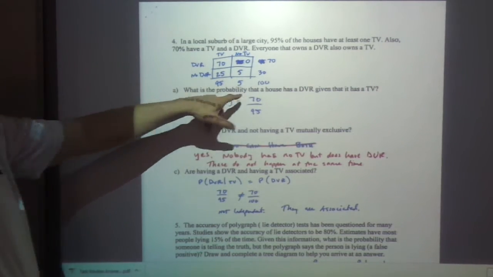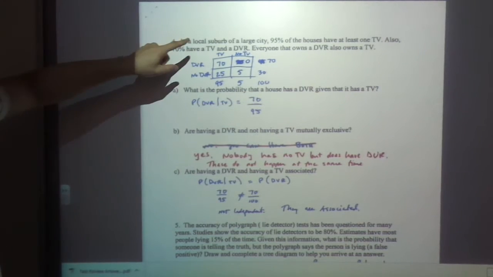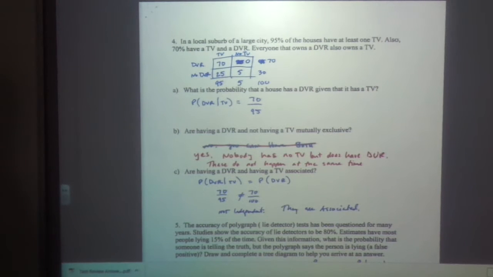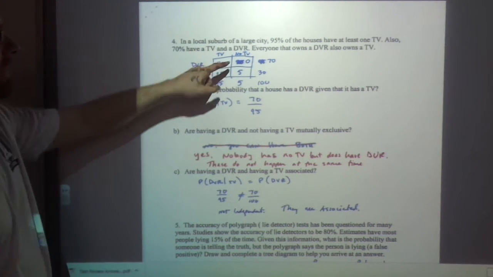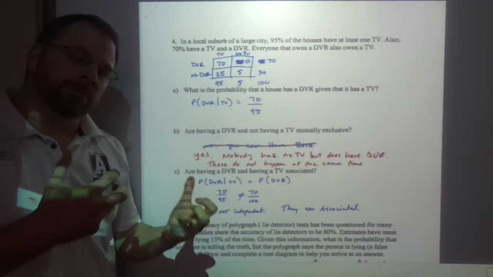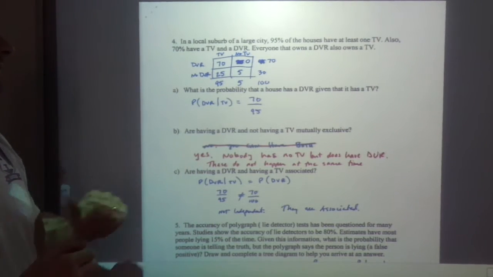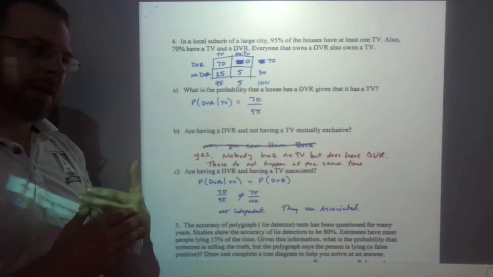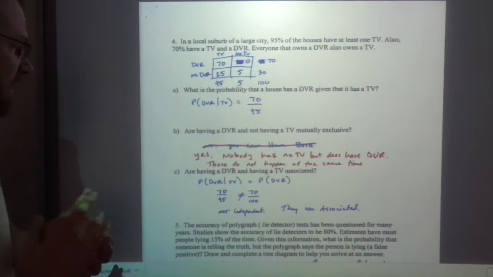The probability that it has a DVR given it has a TV, it's out of the TV crew. There's 70. Are they mutually exclusive? Yes, see that 0? That means that they can't happen both together at the same time. So nobody has a DVR but does not have a TV. They do not happen at the same time, so they are mutually exclusive.